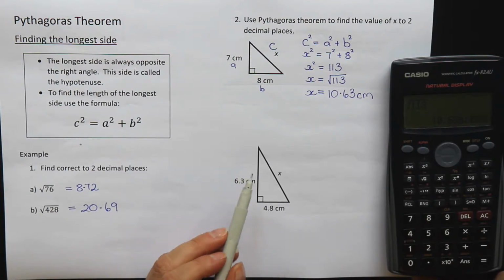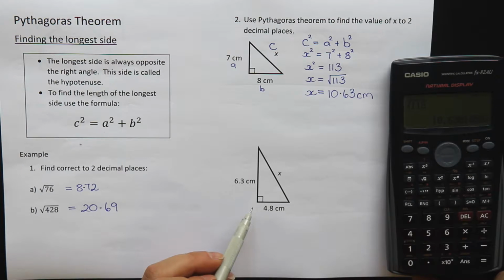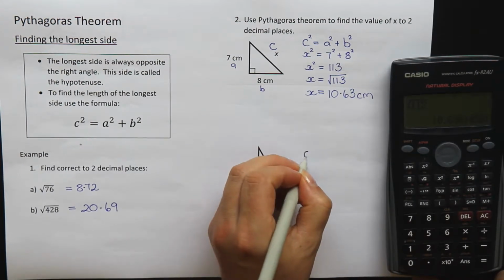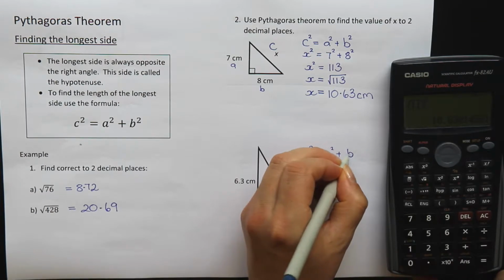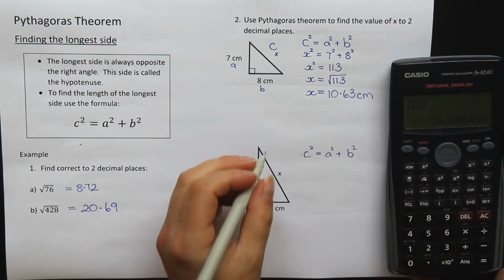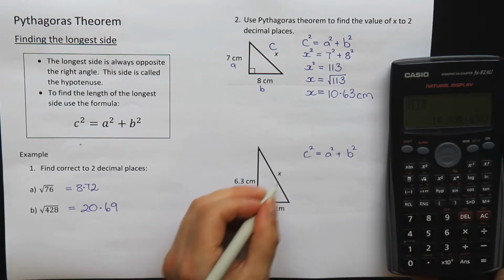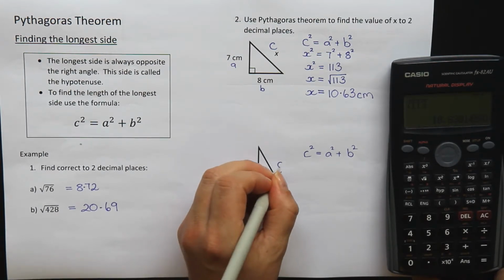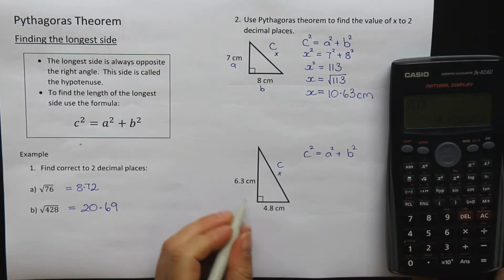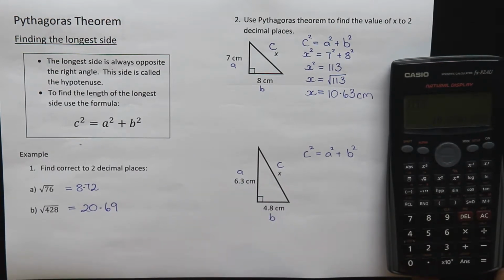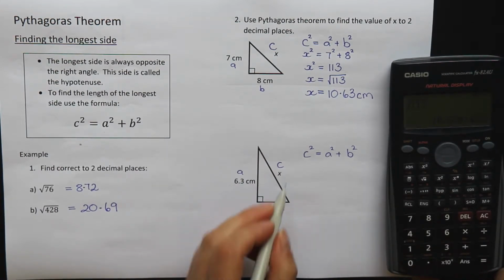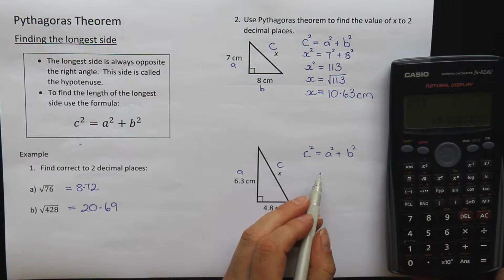Let's try it again. Let's do it again for this second triangle. Write down the formula. C squared equals A squared plus B squared. C is always the hypotenuse, so there's the right angle. This is the hypotenuse. The A and the B are the two shorter sides, A and B. Let's substitute those measurements into our formula.